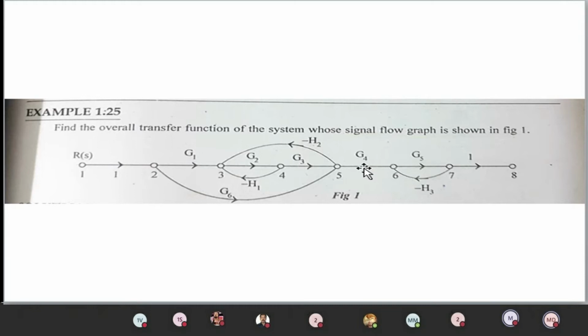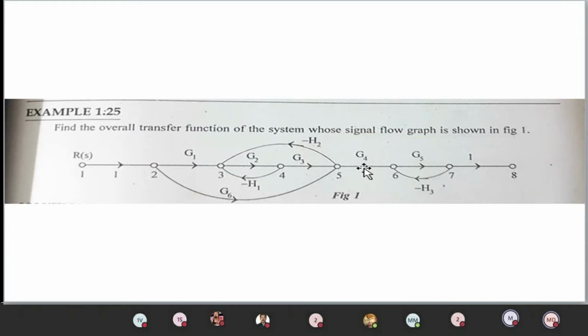So loop 1 and 3, 2 and 3. So please don't forget this, take this into picture. Then part of the graph that is not touching forward path 1. All the loops are touching forward path 1. Part of the graph that is not touching forward path 2.